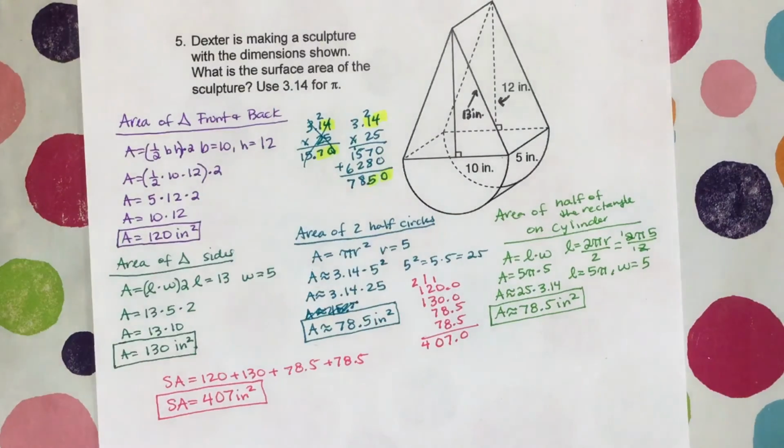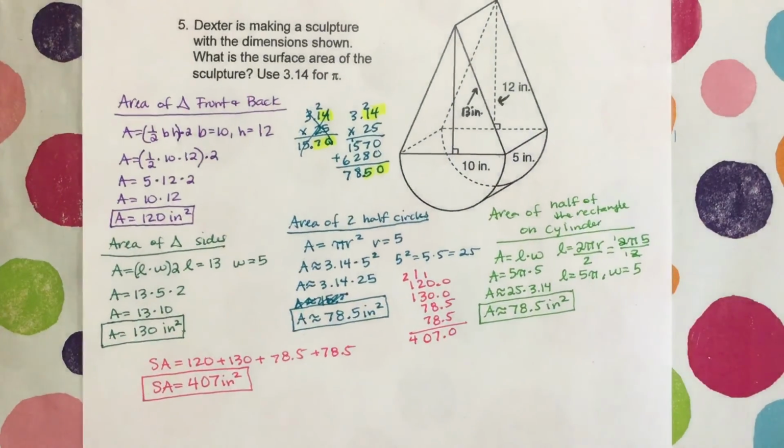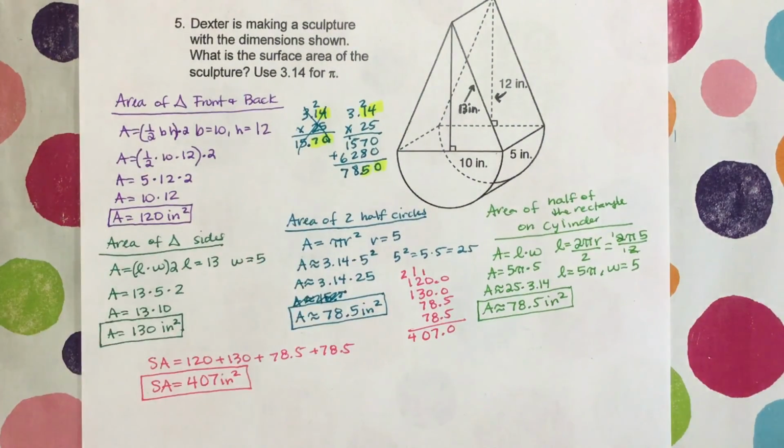All right, woohoo, that was a big problem. So, yeah, that's how you do those types of surface area composite figures.